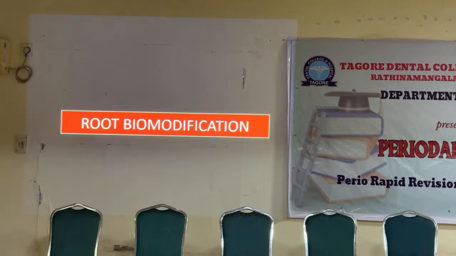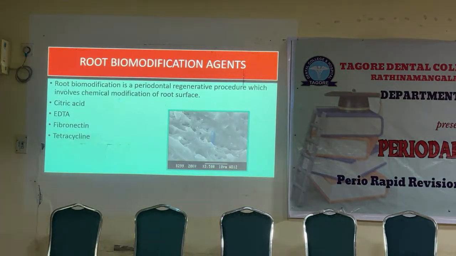Again, this is a very important short note. Normally 90% of the papers will have either a membrane, a graft, or root biomodification. Either of these three, one question definitely will be there in your question paper. So what are the important things for root biomodification? Citric acid, EDTA, fibronectin and tetracyclines. These four are the root biomodification agents which can help in better adaptation of the tissues for periodontal regeneration. These four are very important, right?